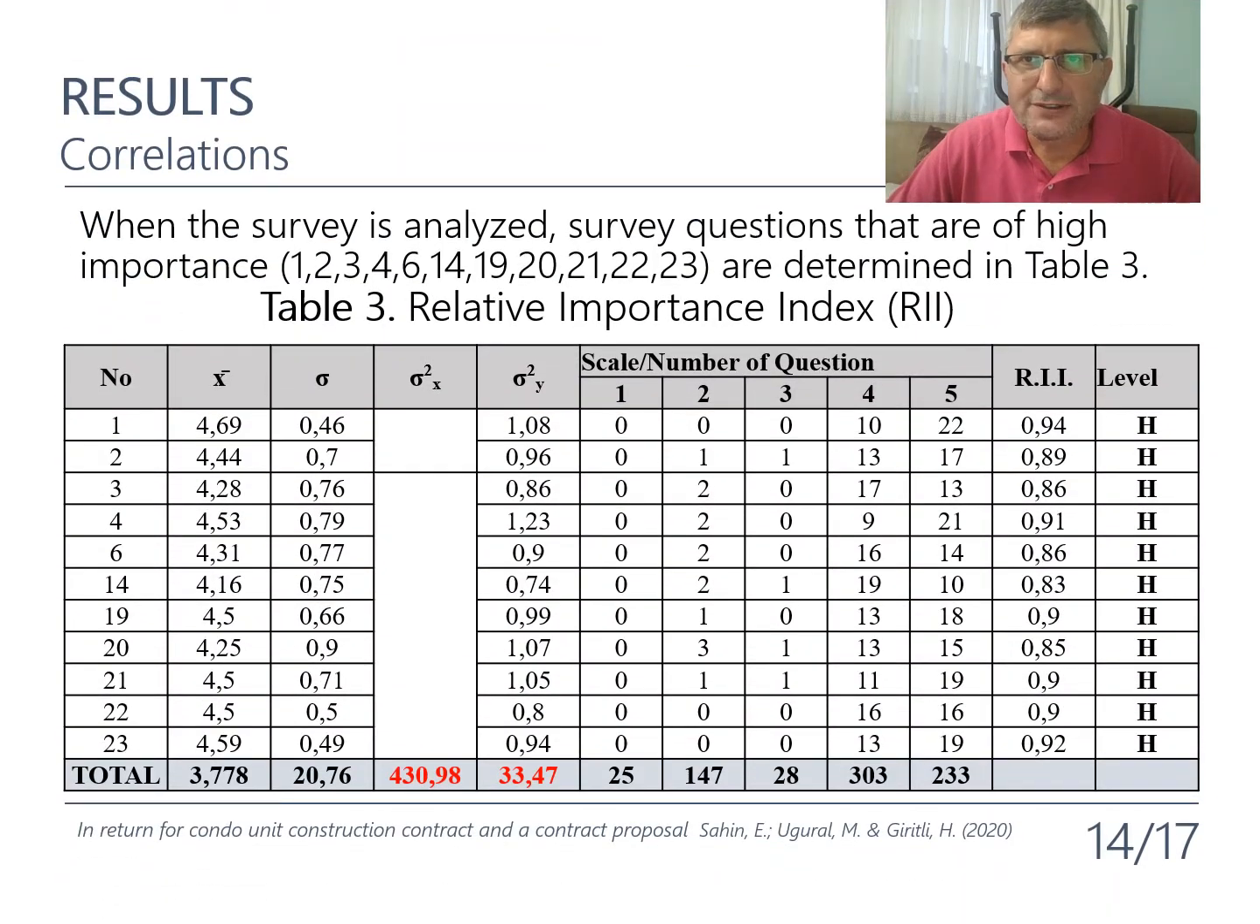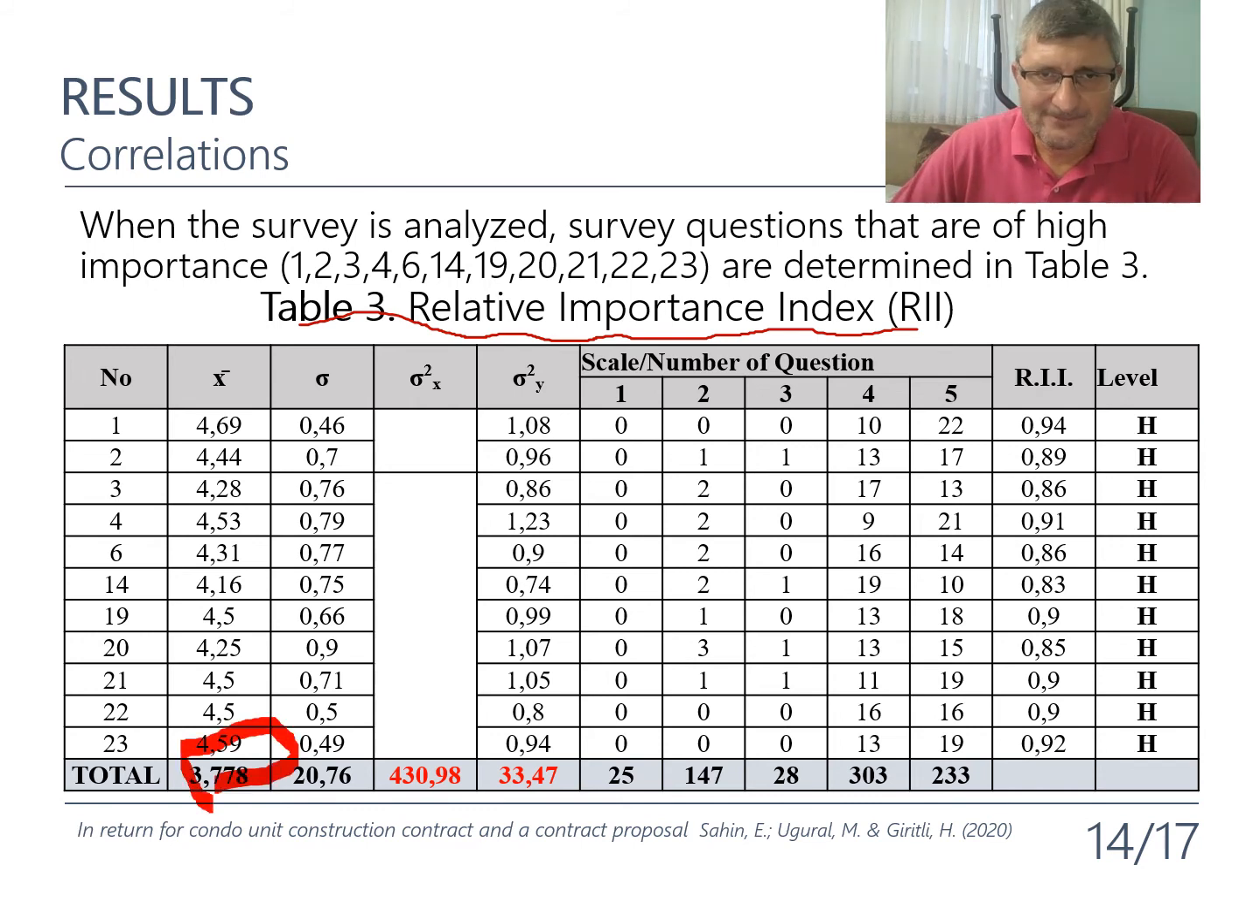The questions with high importance as a result of the survey and the total result of all questions are shown in Table 3. When the survey is analyzed, the survey questions of high importance, 1, 2, 3, 4, 6, 14, 19, 20, 21, 22, 23, are determined in Table 3. Table 3: Relative Importance Index, average of the results, sigma average sigma, average sigma square, sigma y square.